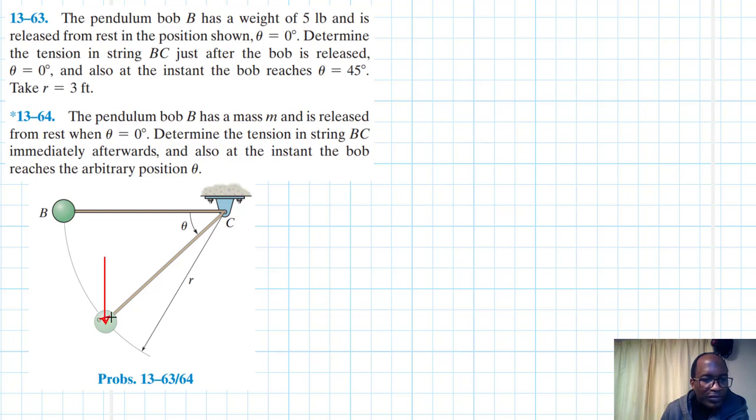There we go. We have the weight. Then this weight, you will have components. One component will be along this direction that we are calling the n-axis. And the other one will be in that direction that we are calling the t-axis.